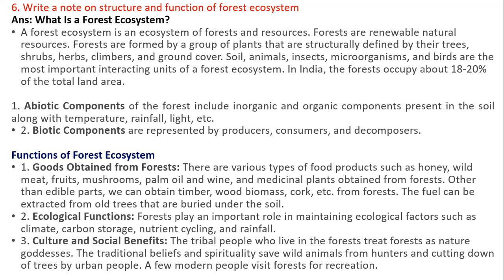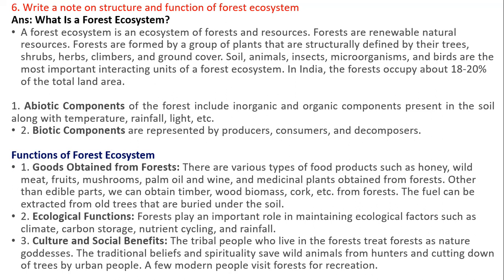Out of all the ecosystems, the forest ecosystem is one where you will find a larger degree of different categories of plants, animals, and microorganisms. In India, the forests occupy about 18 to 20% of the total area of the land. You will find two types of components in the forest ecosystem: the living and non-living. Abiotic components such as rainfall, light, temperature, humidity, soil, and other things. And biotic components consist of producers, consumers, and decomposers.